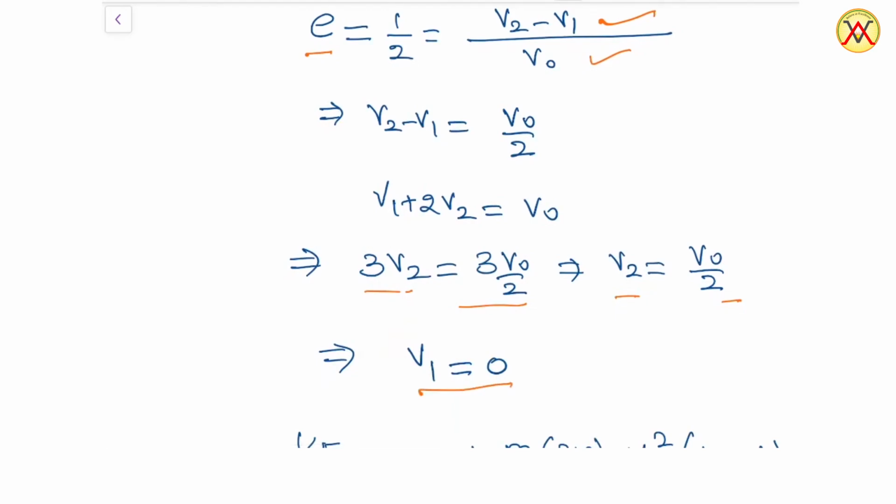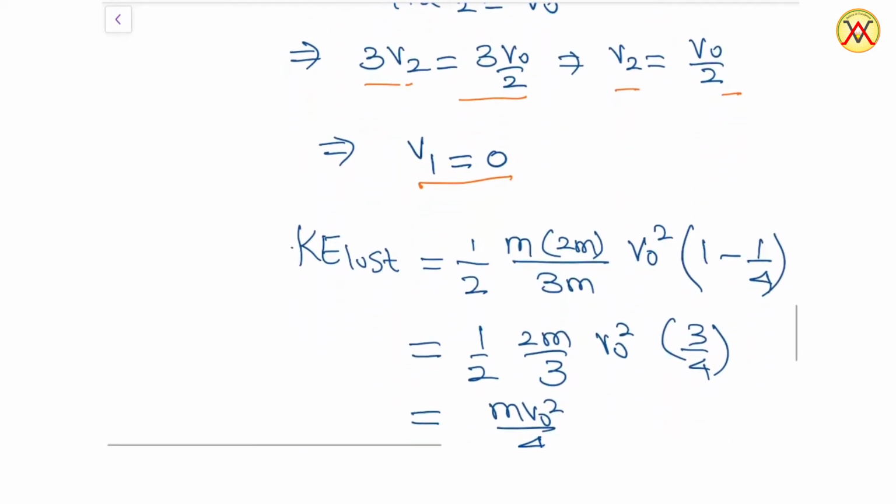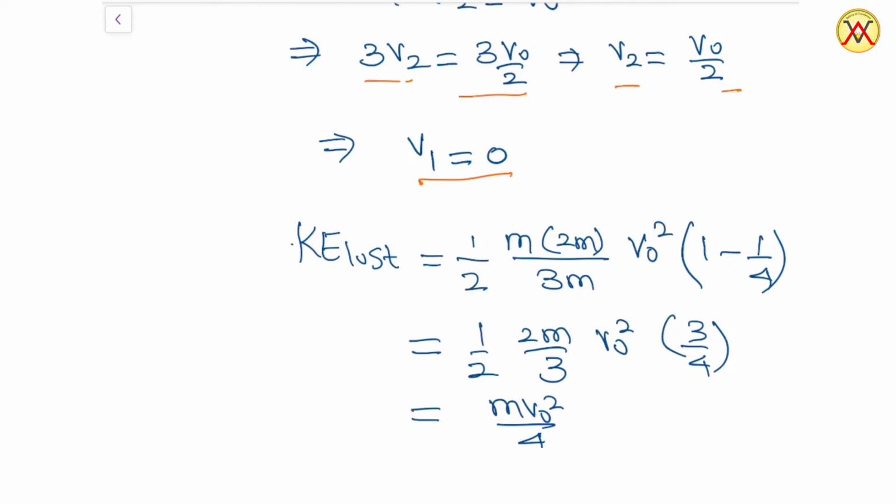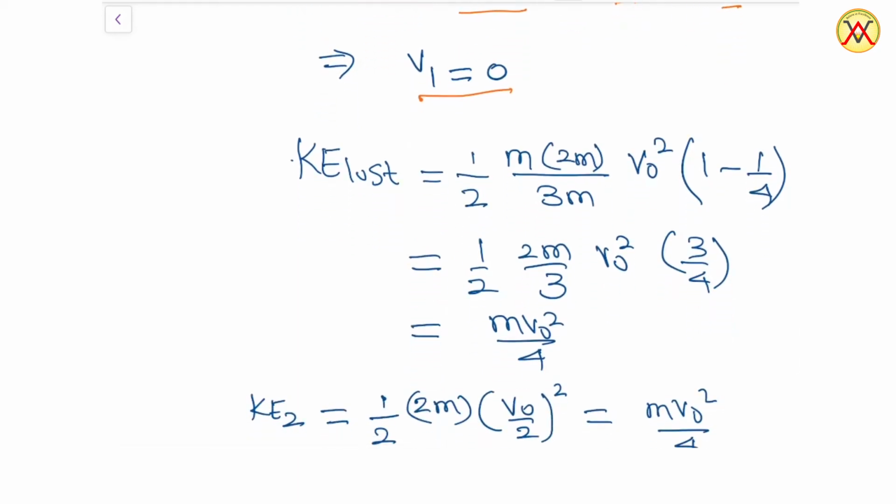So we have found the velocities of the two blocks after the collision. To find the kinetic energy lost during the collision, we can apply the expression we derived above. The kinetic energy lost equals half mu v relative squared into (1 minus E squared), where mu is m times 2m upon 3m, v relative is v0, and 1 minus E squared is 1 minus 1 by 4. So this comes out to be half into 2m by 3 into v0 squared into 3 by 4.